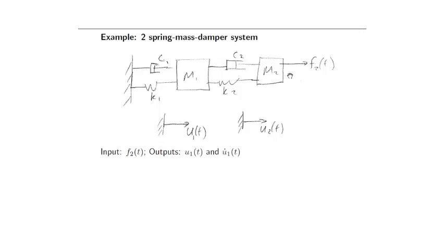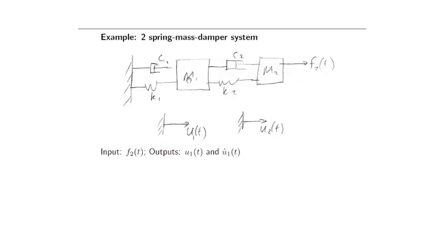Of course, since it's a multiple input, multiple output system, we could have also handled a force F1 acting on mass 1, but I'm going to leave that out. Let's say we only have a force on mass 2. So we've got a single input exciting this system, force F2.